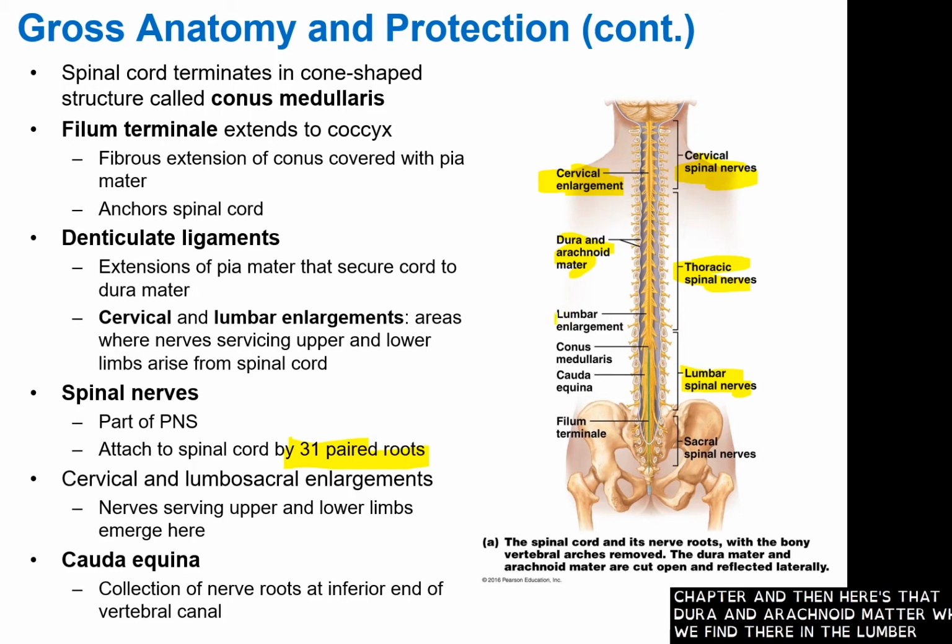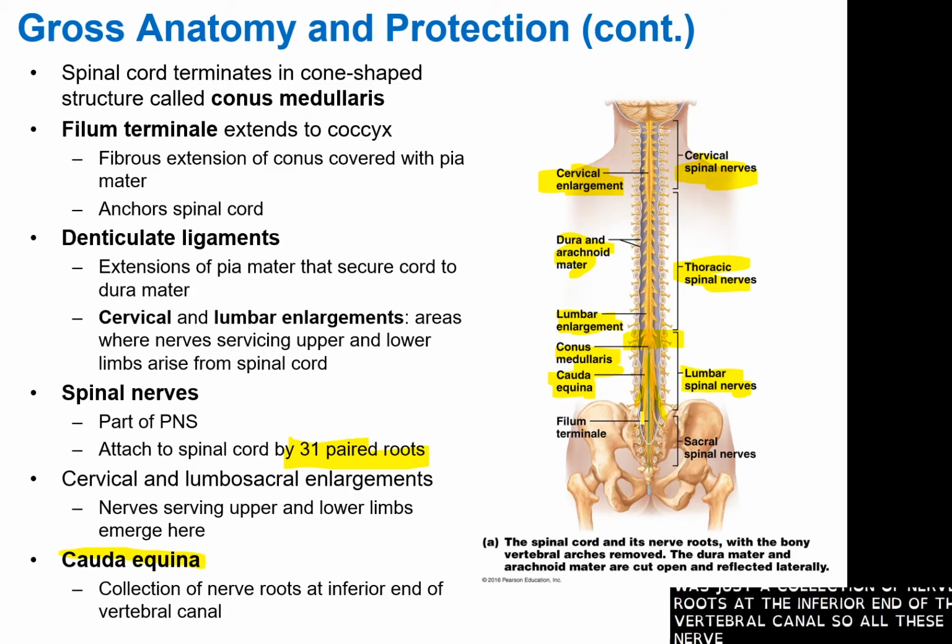In the lumbar region, there's something called the lumbar enlargement, and then the spinal cord ends right here at L1, L2. That's when it becomes what's called the conus medullaris. So it's just this cone-shaped structure. That's right there. And after the conus medullaris, it becomes my favorite part, the cauda equina, which is a collection of nerve roots at the inferior end of the vertebral canal.